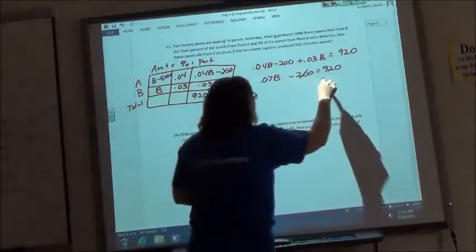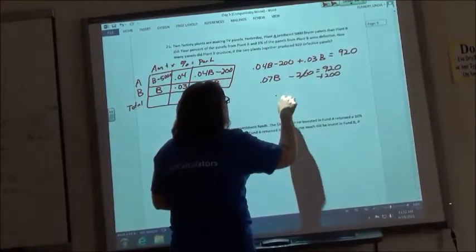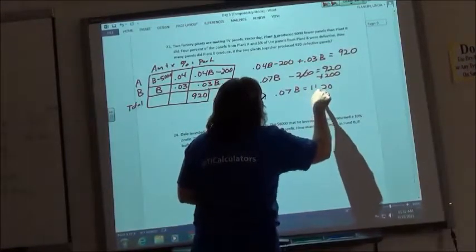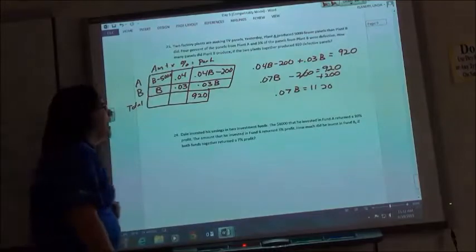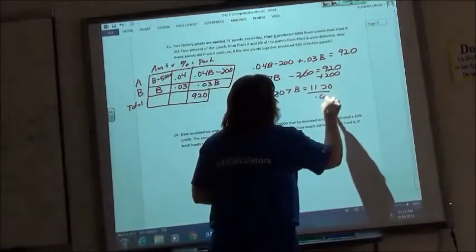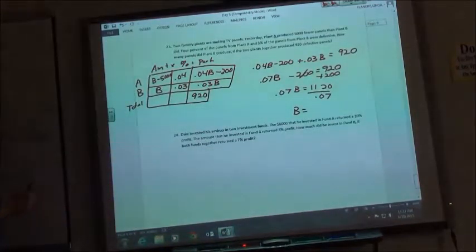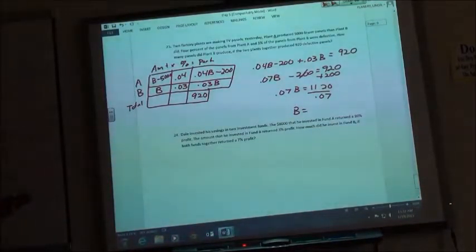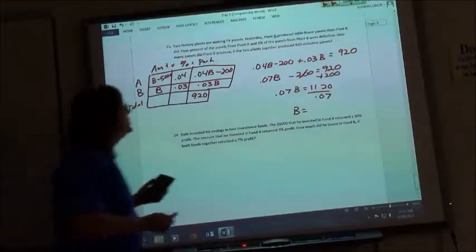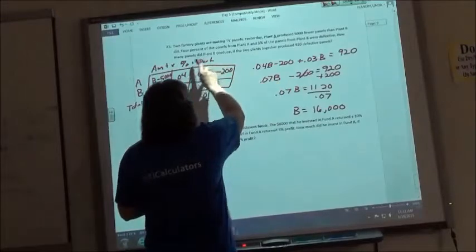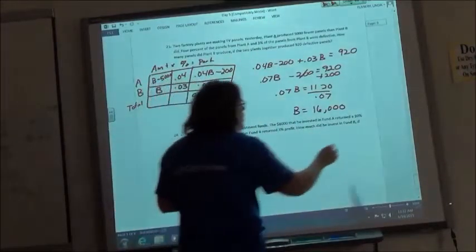Solving for B, we'd have to add our 200. So 0.07B is going to equal 1120. And then we have to divide that by 0.07. B is $16,000. How many panels did B produce?